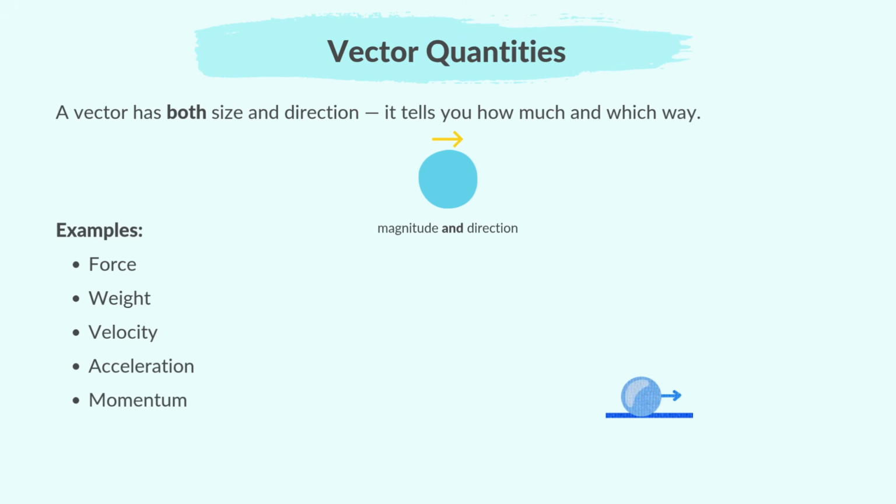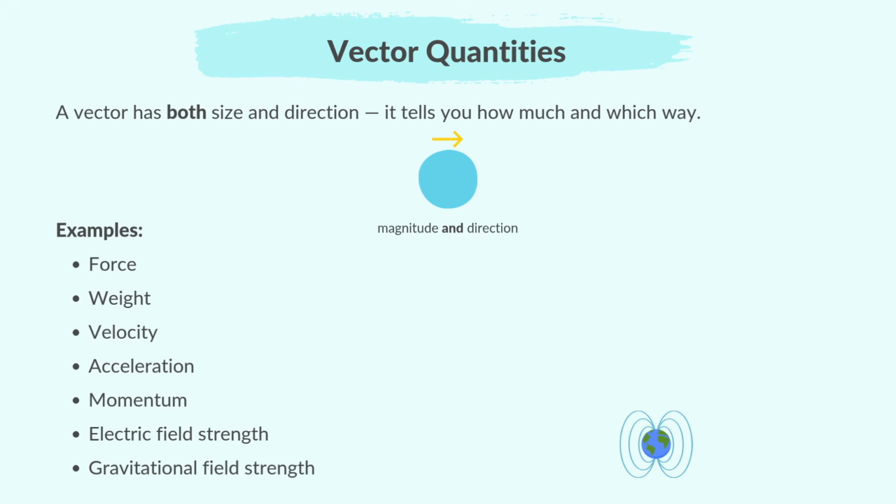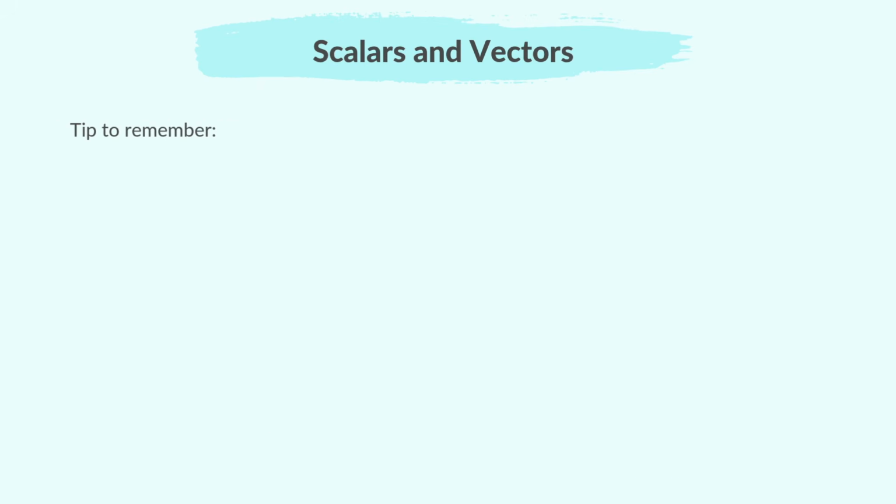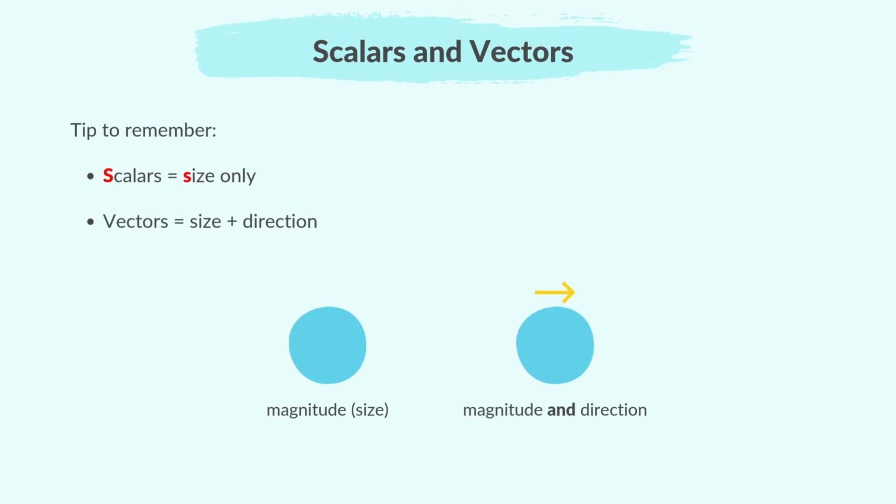Momentum, mass times velocity with direction. Electric field strength, direction of the electric force on a charge. Gravitational field strength, direction and strength of the gravitational force on a mass. Tip to remember: scalars equals size only. Vectors equals size plus direction.